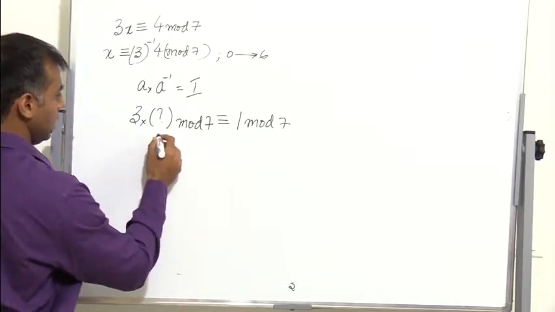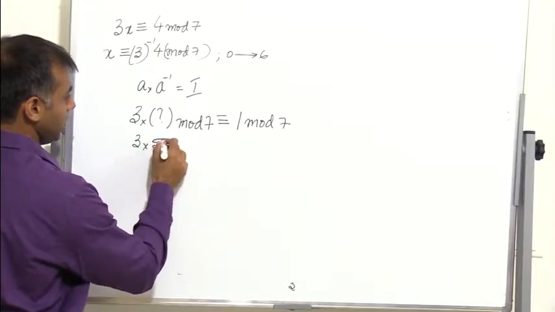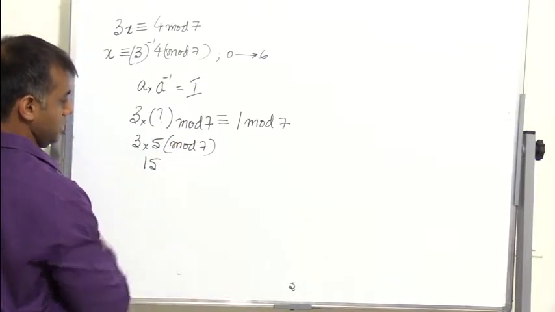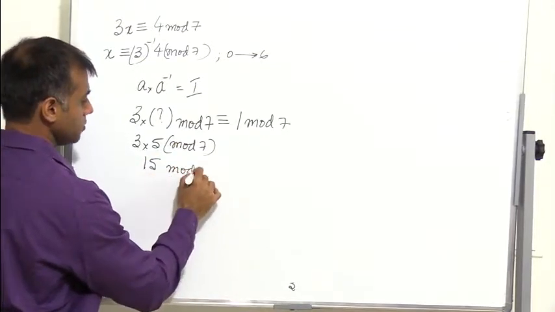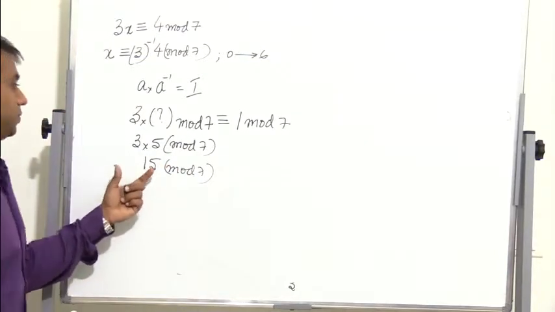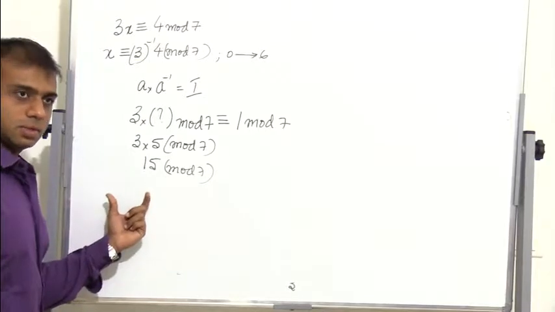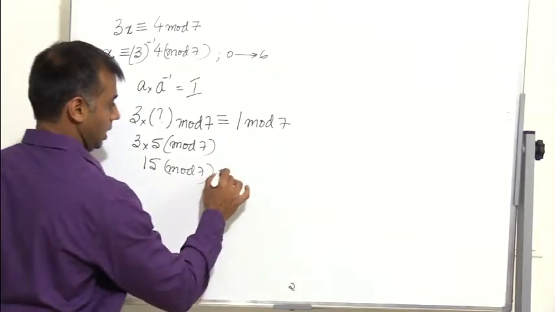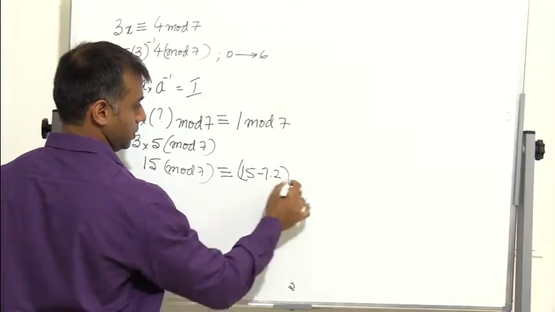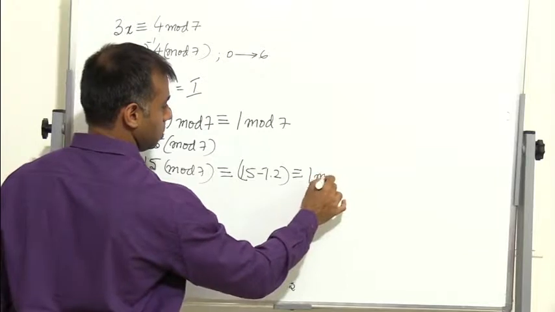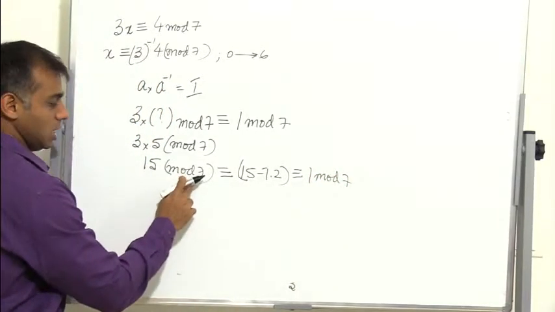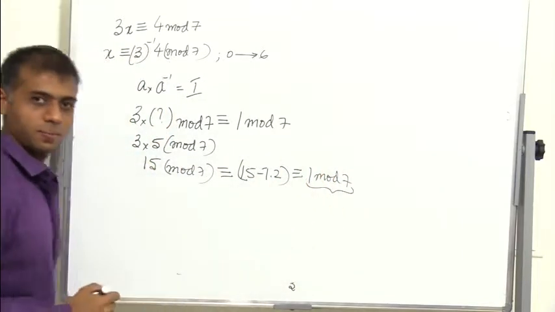So by inspection, I know that 3 times 5 is 15. What is 15 in mod 7? I need to find its remainder. So 15 minus 7 times 2, which is 14, gives 1. So 15 mod 7 is nothing but 1 mod 7.